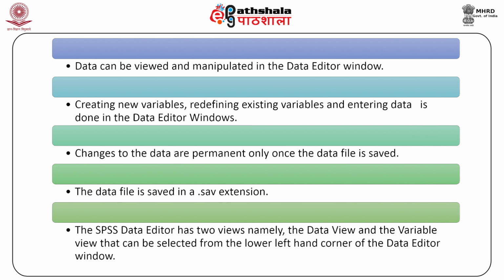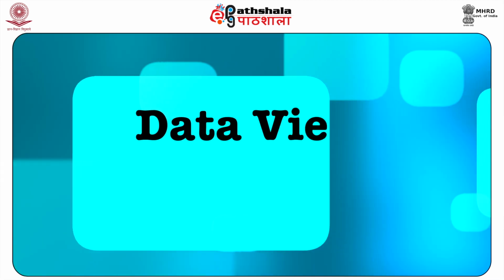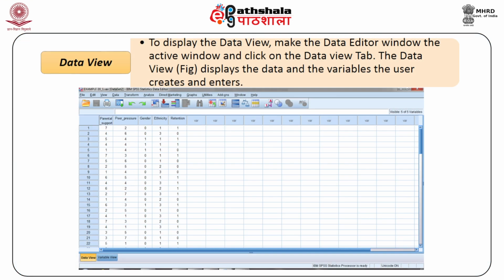The SPSS Data Editor has 2 views, namely the data view and the variable view that can be selected from the lower left hand corner of the data editor window. The data view. To display the data view, make the data editor window the active window and click on the data view tab. The data view displays the data and the variables the user creates and enters.